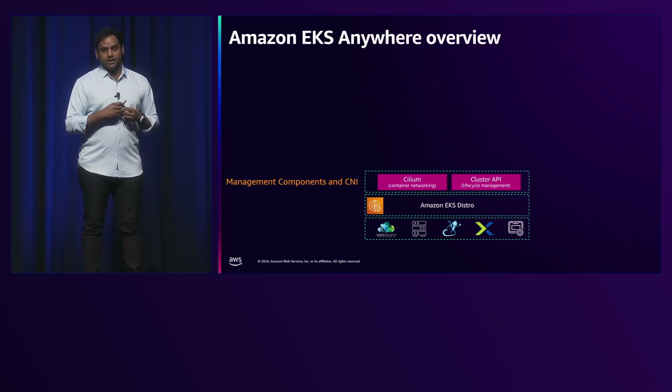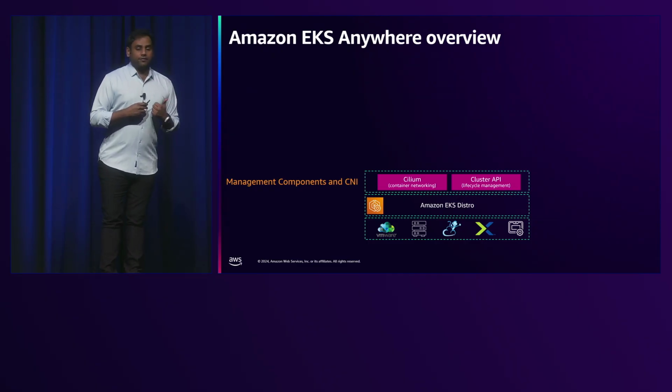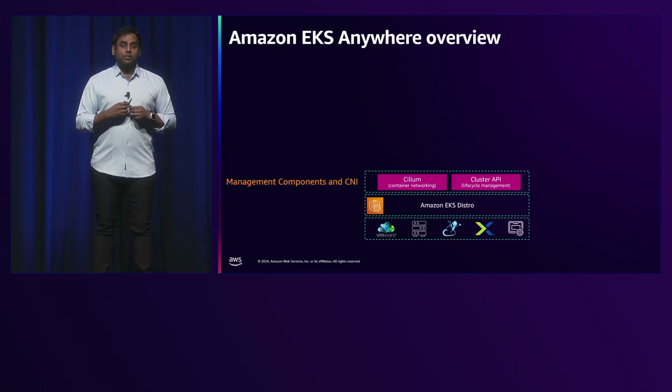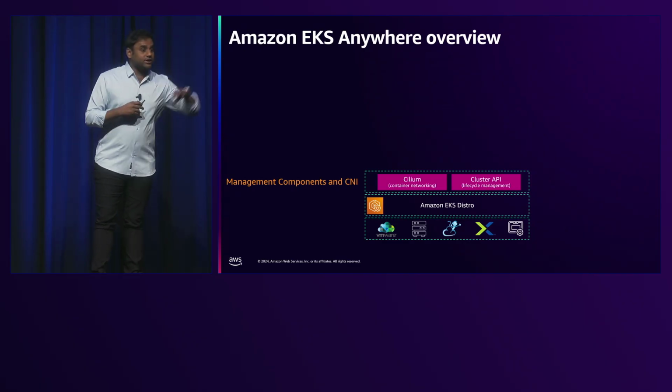On the other hand, the main CNI supported with EKS Anywhere is Cilium. So there is a very big differentiation factor here. If the people here are familiar with how EKS works in the region, we have the AWS VPC CNI that provides a flat networking model within the region.